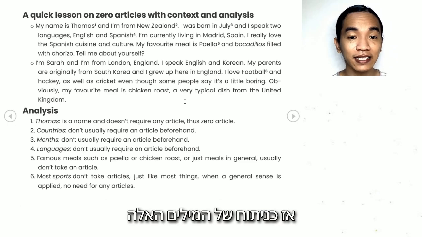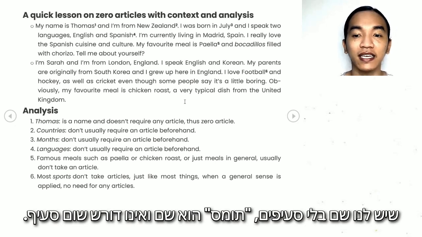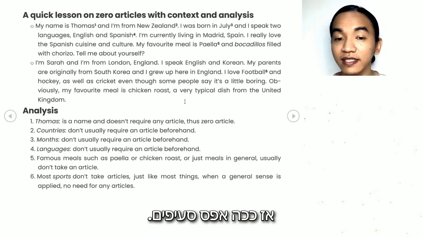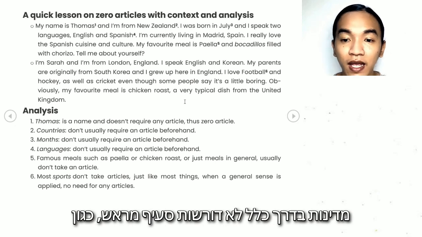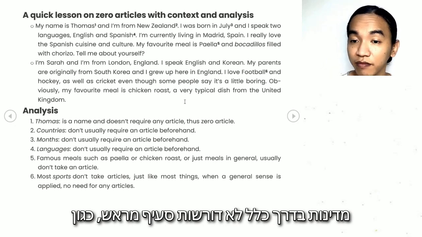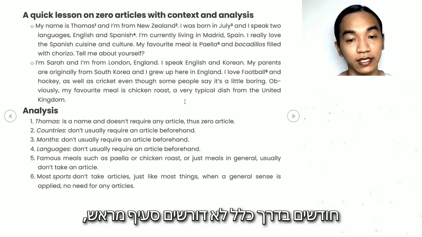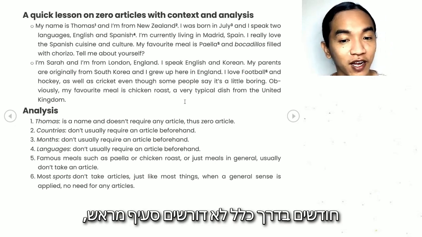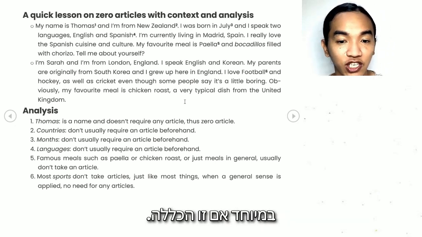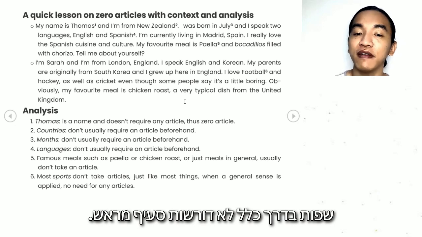So, as an analysis of those words that we have there without articles, Thomas is a name and doesn't require any article, thus zero article. Countries don't usually require an article beforehand, such as New Zealand, with the exception of some countries. Months don't usually require an article beforehand, especially if it's generalization. Languages don't usually require an article beforehand.